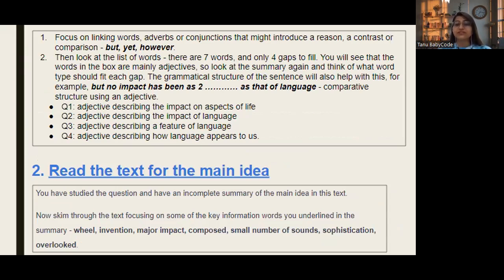There are 7 words, but you have only 4 gaps to fill. So you will see that the words in the box are mainly adjectives. So look at the summary again and think of what word should fit here. The grammatical structure of the sentence will also help you out, right? But no impact has been.